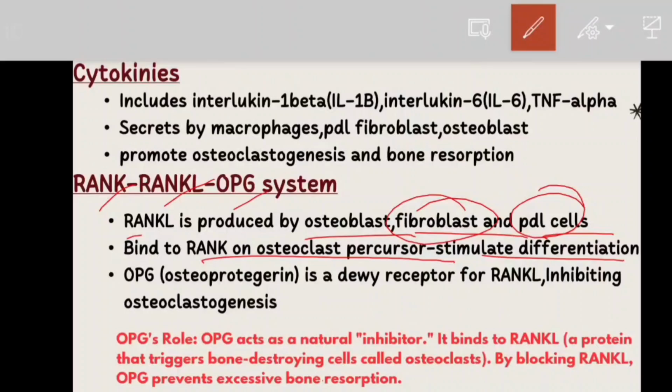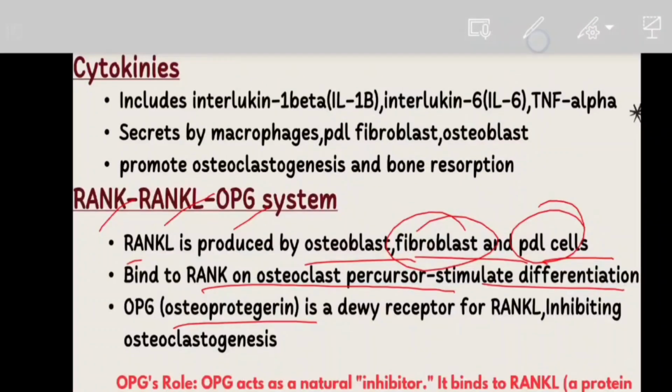Okay. So now the question is, what is OPG? OPG, that is osteoprotegerin, acts as a natural inhibitor. It binds to RANKL, that is a protein, and prevents it from attaching to RANK. This results in less osteoclast formation and less bone resorption. So remember, RANKL is an accelerator while OPG is a brake, that is very easy.